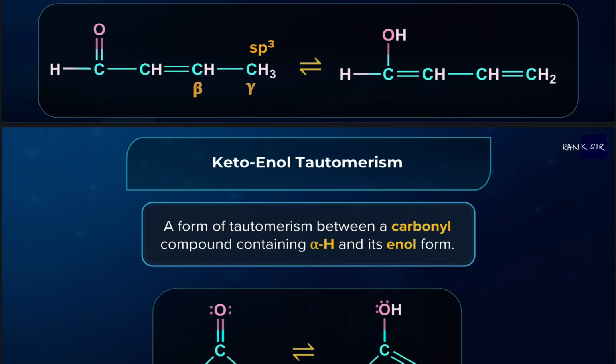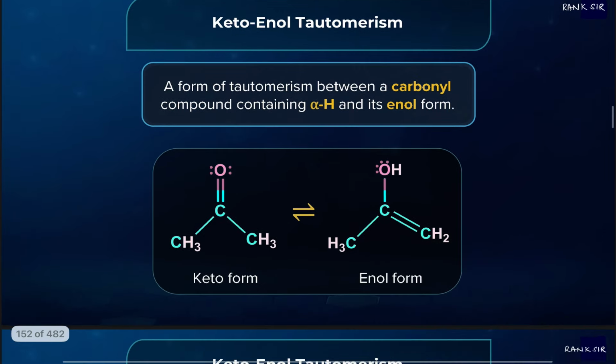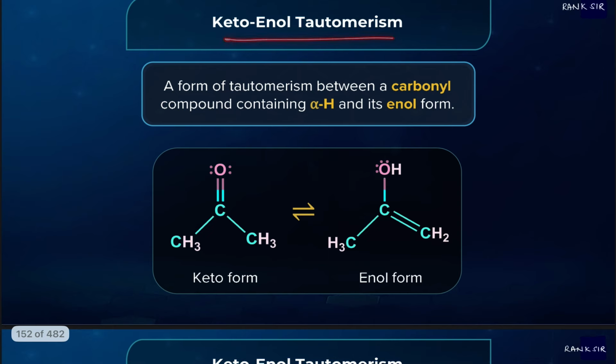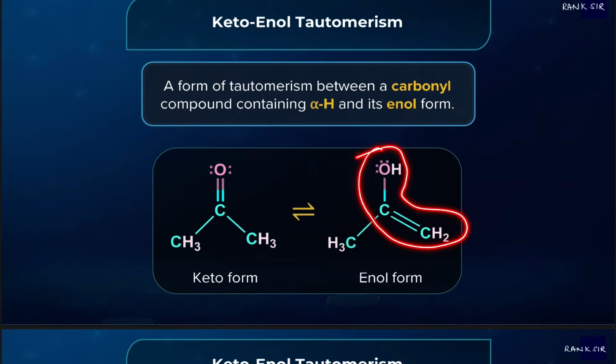Coming to this, it is an open chain now. Here also this is 1, 2, 3, 4, 5. Then this fifth one is a gamma carbon, sp3 carbon. One hydrogen comes to here, this comes to here, this comes to here. Then it forms the enol form. Then keto-enol tautomerism, next example: a form of tautomerism between a carbonyl compound containing alpha hydrogen and its enol form. So this is the keto form, this is the enol form. This is only keto, and this en plus ol is called the enol form.